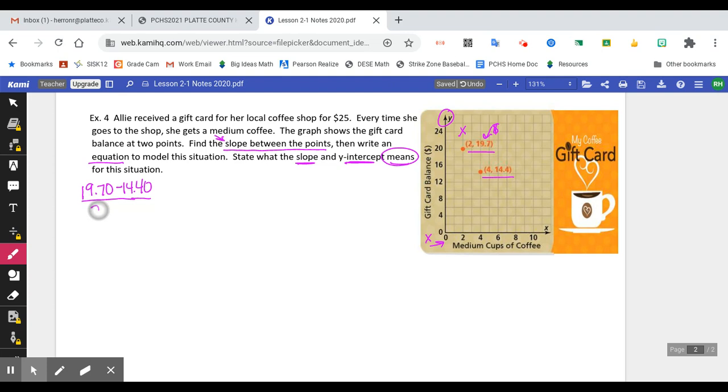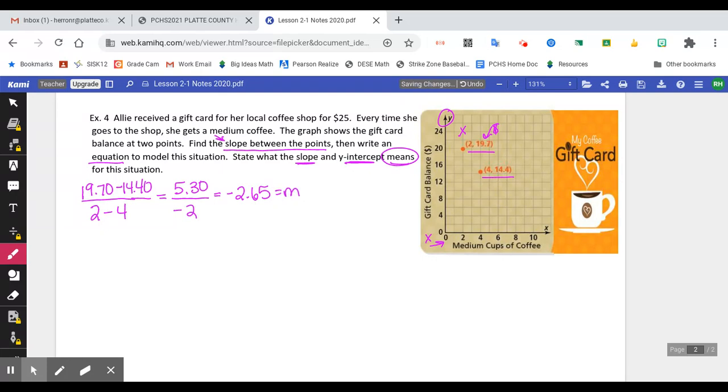So then mine would have to be 2 minus 4. If you flipped them, yours would be 4 minus 2 on the bottom. Okay, so when I solve this and subtract, I get 5.30 over negative 2. And since we're talking about money, I'm going to go ahead and divide. And this would be negative 2.65. Okay, there's my m, my slope.